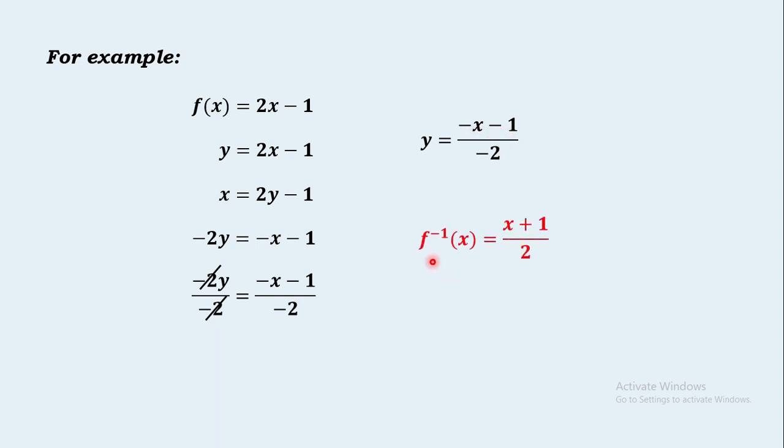So this becomes f inverse of x equals x plus 1 over 2. Since these are all negative, we divide negative and negative, that is positive. And the notation becomes like this, f inverse of x, to denote that this is an inverse function. So therefore, the inverse of f of x equals 2x minus 1 is f inverse of x equals x plus 1 over 2. So this original function, the inverse of this function is this function. Again, we need to use this notation, f inverse of x, to denote that this is an inverse function.